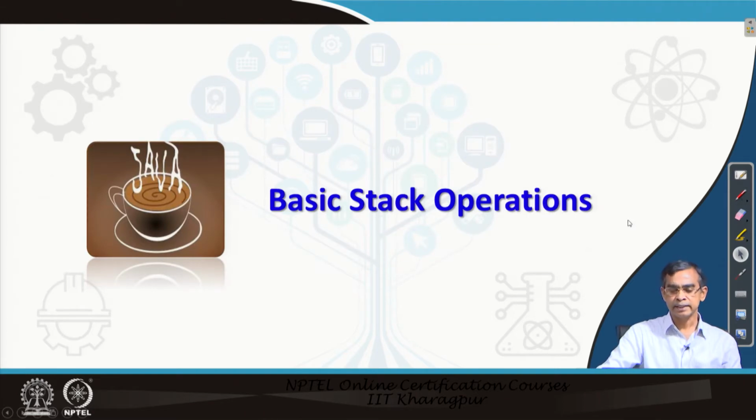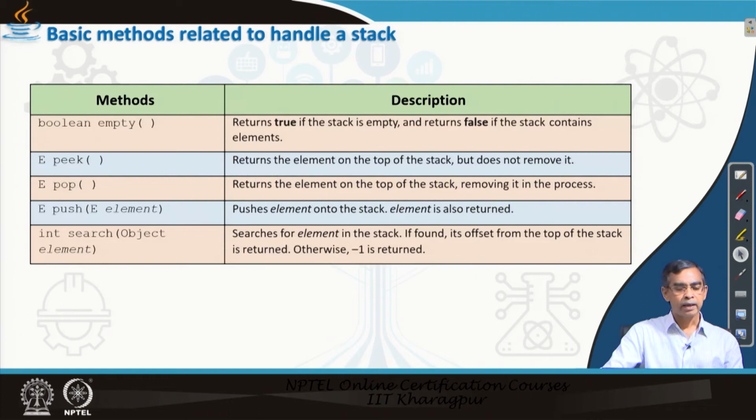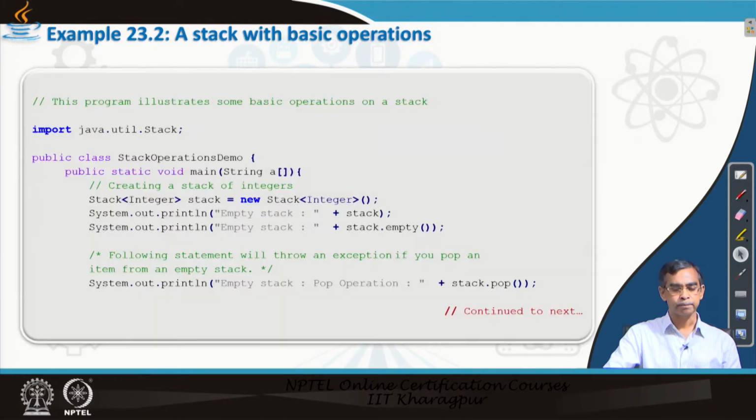Now, let us come to the discussion about basic stack operations. A few operations that you can apply to the stack object are listed here. Empty checks whether a stack is empty or not. Peek, as I told you, will just check the top item but will not remove it, and pop operation removes the item. Push is insertion, and search is also there. So, these are the methods that are useful for stack-related operations. Using these methods, let us have an example or illustration of how you can write a program where you can create a stack, add some elements into the stack, remove them, and then check the different operations called.